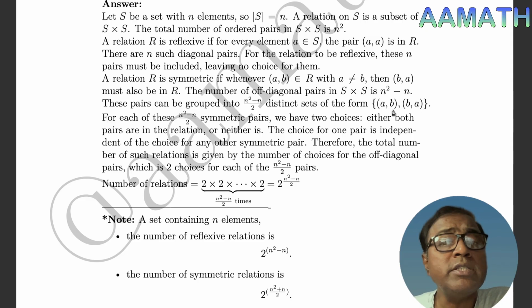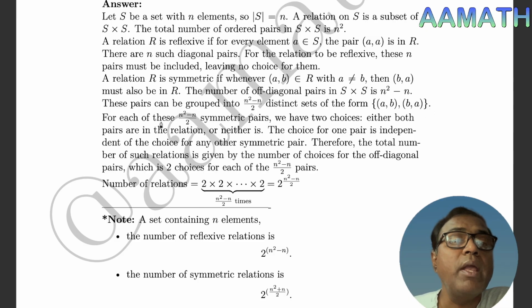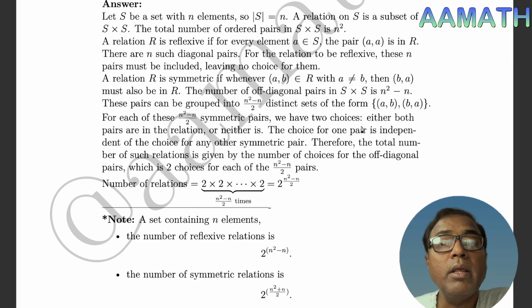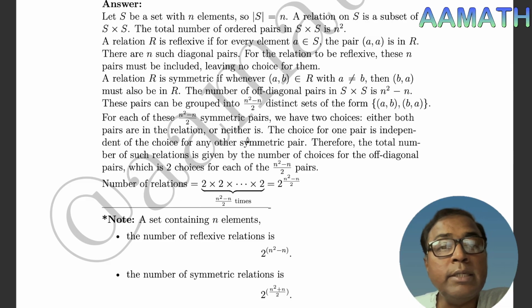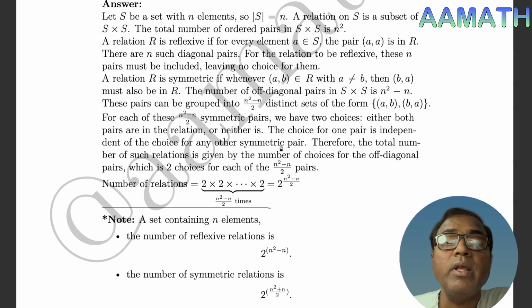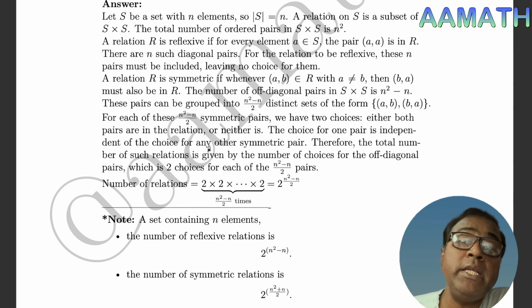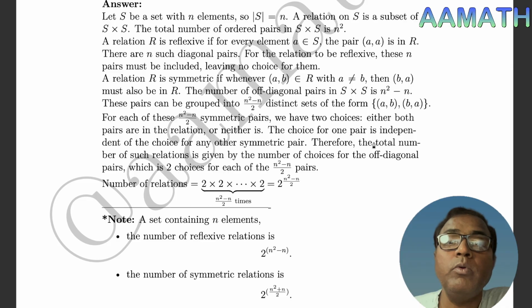This is the 1 2 position and 2 1 position, that is the IJ position and JI position. For each of these (n square minus n)/2 symmetric pairs, we have two choices: either both are in the relation, when it is symmetric, or neither is. So the choice for one pair is independent of the choice of any other symmetric pair.